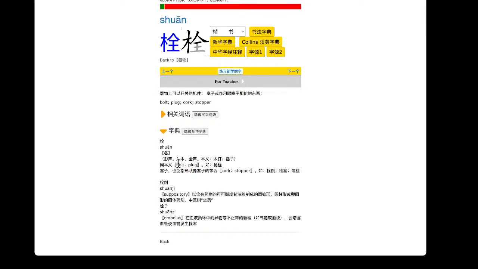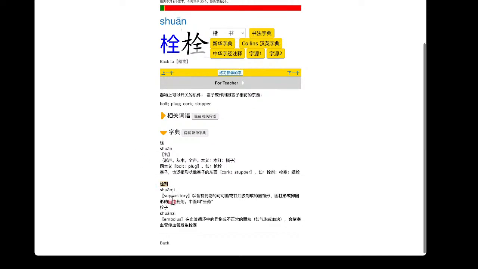Yeah, not just bolts, but also plugs, corks, and stoppers. What is this? Suppository? Where they keep like drugs? A suppository, a solid medical preparation in a roughly conical or cylindrical shape. Okay, this is something that you stick up.